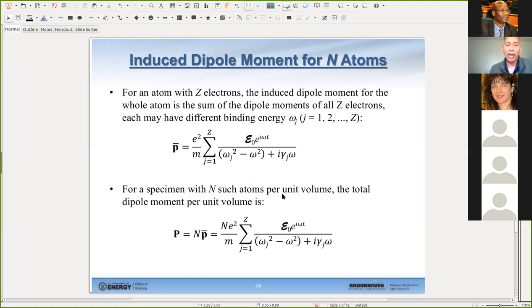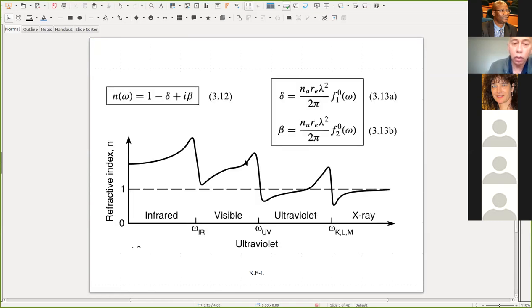Now an atom actually consists of a whole sum, and this sum over j is over all those K and L orbitals that I was talking about earlier, that I showed you the picture of. So you can construct the response of a whole atom in this manner. Each level will have a different binding frequency.